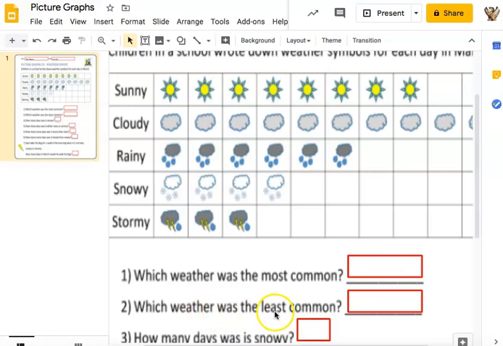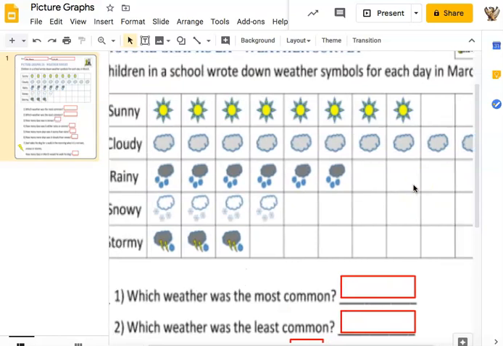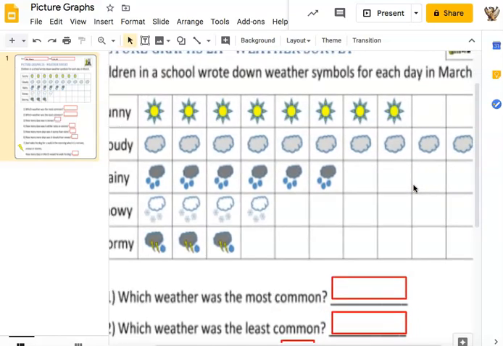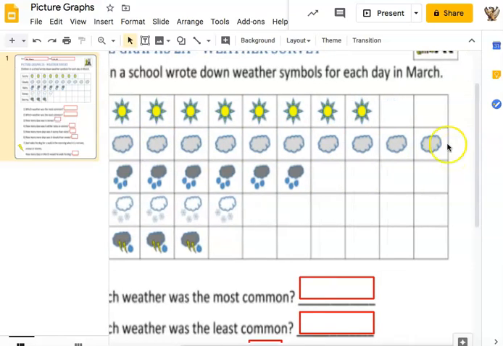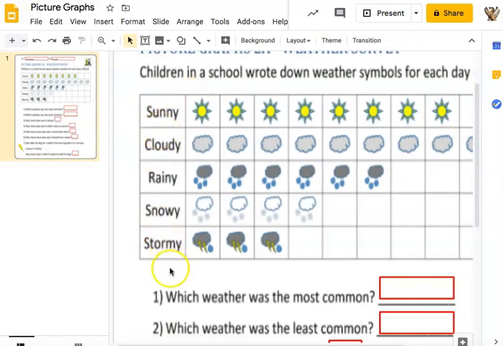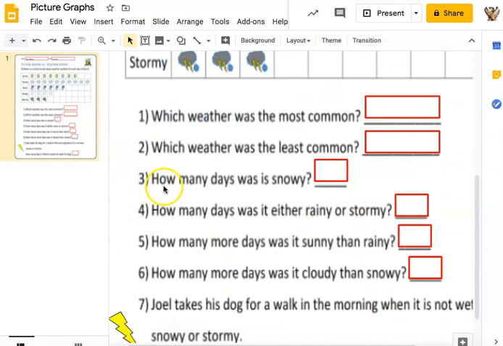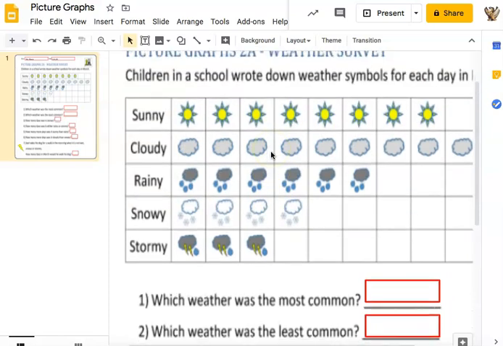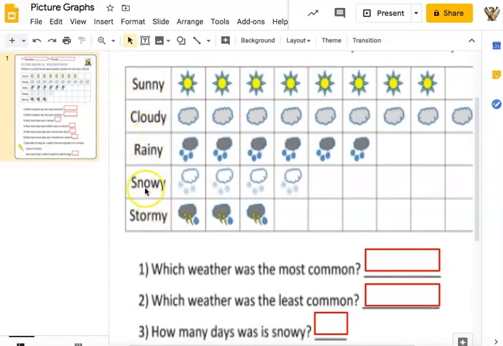Which weather was the least common? Which one has the least amount out of all of them? And notice how a pictograph makes it really easy to tell. You can just see, you don't even need to count, you can just see which one goes all the way to the end, which one is closer to this end, it doesn't have as much. Number 3 says, how many days was it snowy? This is a typo, it should say it. But it says, how many days was it snowy? So you have to go to your graph, find the bar that says snowy, and then count the snowy days.